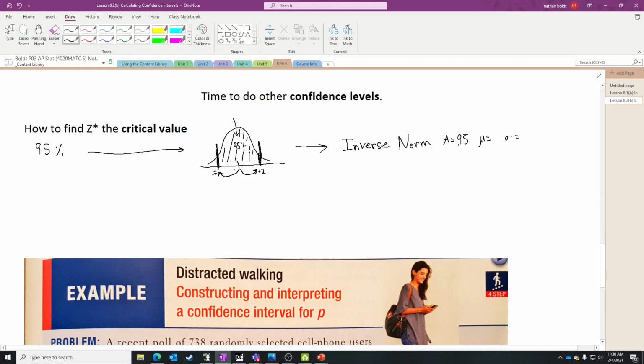So this is the standardized model of the normal model, the most basic normal model. The center is 0.